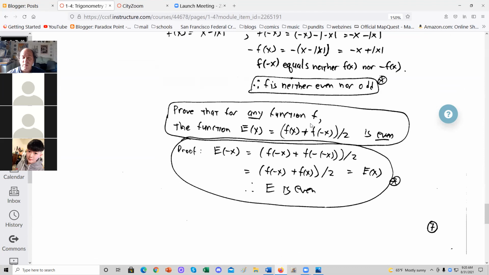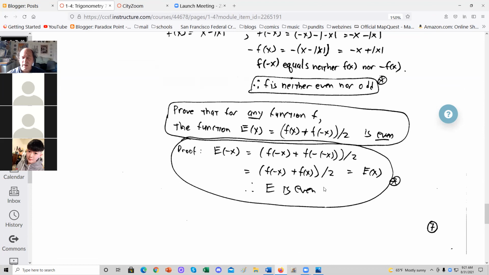Now here we have a general rule. If we have any function whatsoever, let's define this new function e of x by f of x plus f of negative x, all divided by 2. That is even. Well, the proof is simple. You take e of negative x, get f of negative x plus f of x, all over 2. The negatives cancel. You get f of negative x plus f of x over 2. And that's the same thing as e of x.